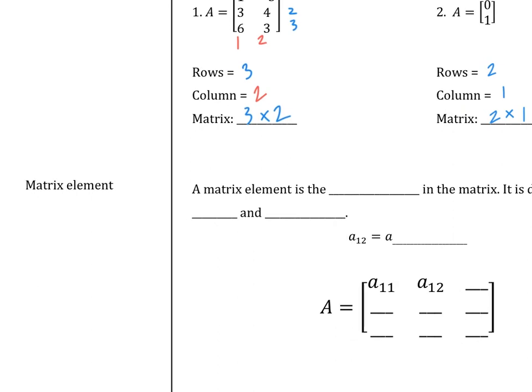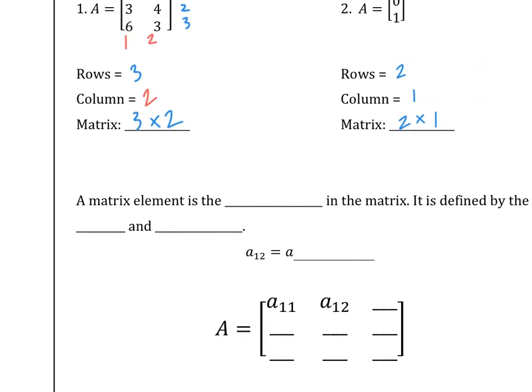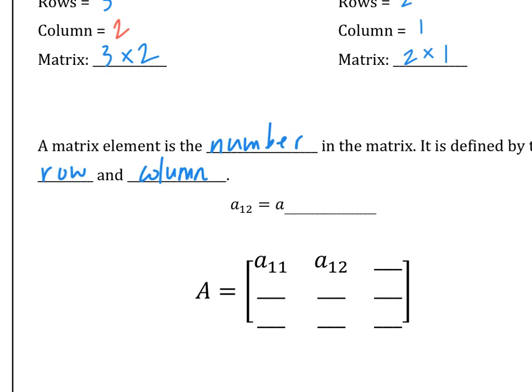Now, when we talk about a matrix element, it is a number inside the matrix. And it is also defined by the row and column. But we always write it with the lowercase. So for example, a lowercase 1, 2 means it's a number that's inside matrix A. And 1, 2 also means row and column. But we don't put the multiply sign anymore. It's just 1, 2. And that is known as row 1, column 2.